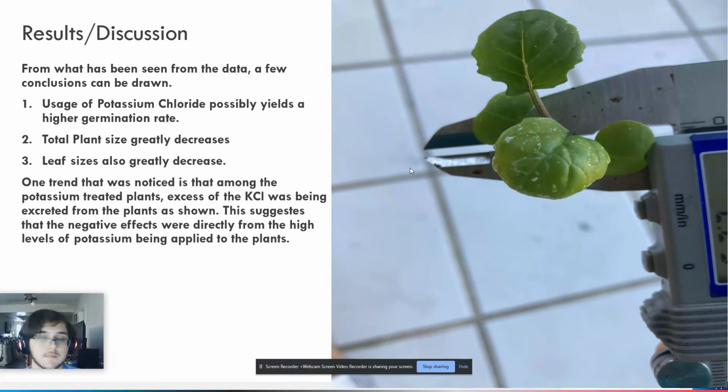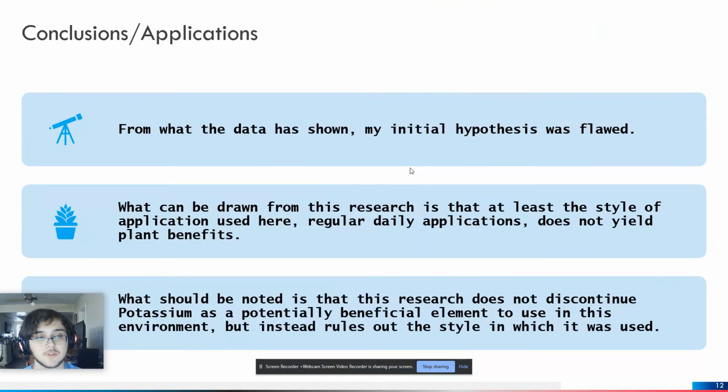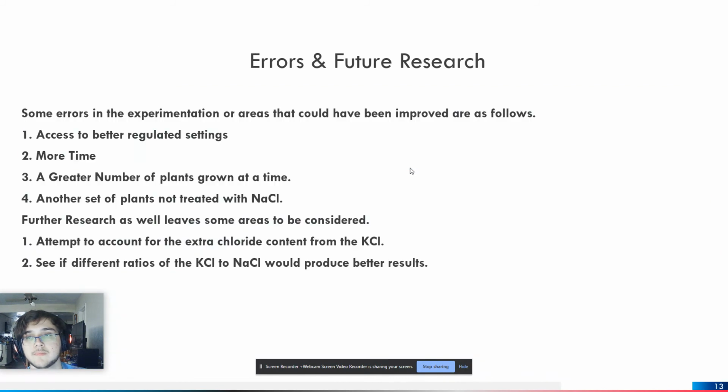The conclusion that can be drawn is first and foremost that the initial hypothesis was flawed. The regular daily applications of potassium chloride did not yield plant benefits, but what should be considered is that this research does not rule out potassium as a potentially beneficial element for the growth of plants in saline environments, but instead the way in which it was applied to plants does not work.